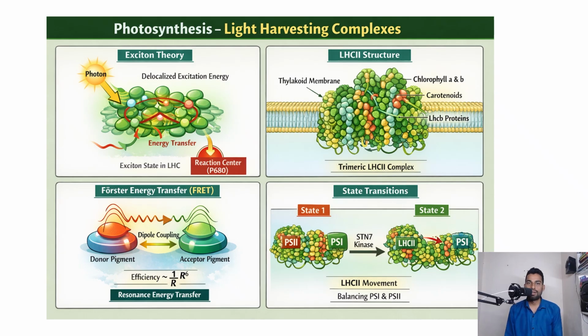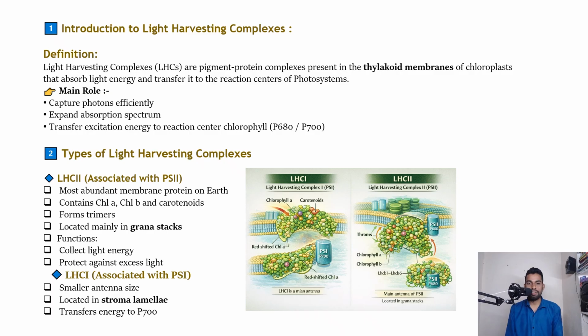All living organisms get their energy from solar light. Energy comes as photons. These photons are absorbed by the light harvesting complexes. There are several molecules: chlorophyll-a, chlorophyll-b, carotenoids. These molecules absorb different wavelength photons. I am going to read out for you. Introduction to light harvesting complexes.